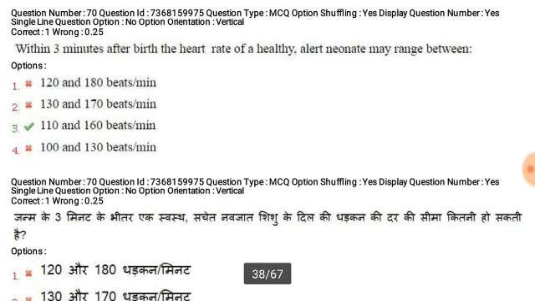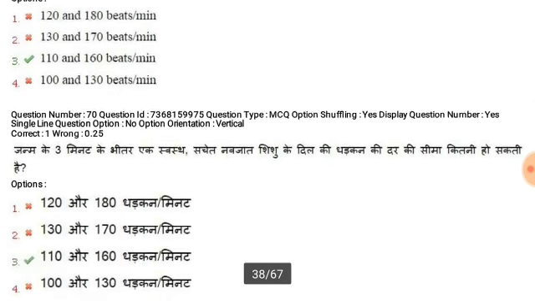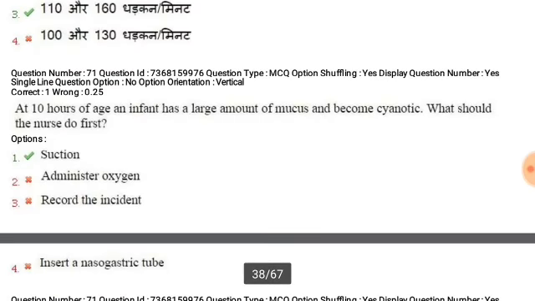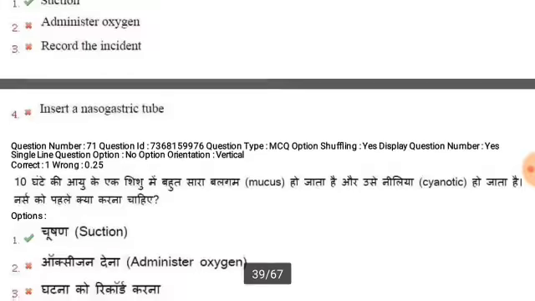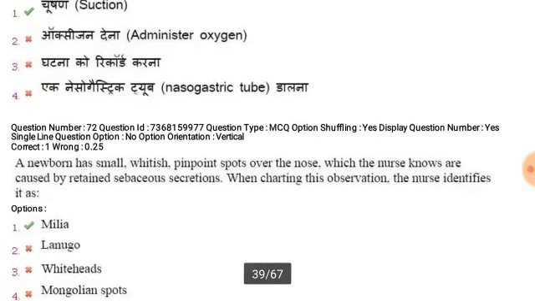The next one. At 10 hours of age, an infant has a large amount of mucus and becomes cyanotic. What should the nurse do first? A. suction, B. give oxygen, C. record the incidence, D. insert a nasogastric tube. So answer is 1, we have to do suction. Next one.